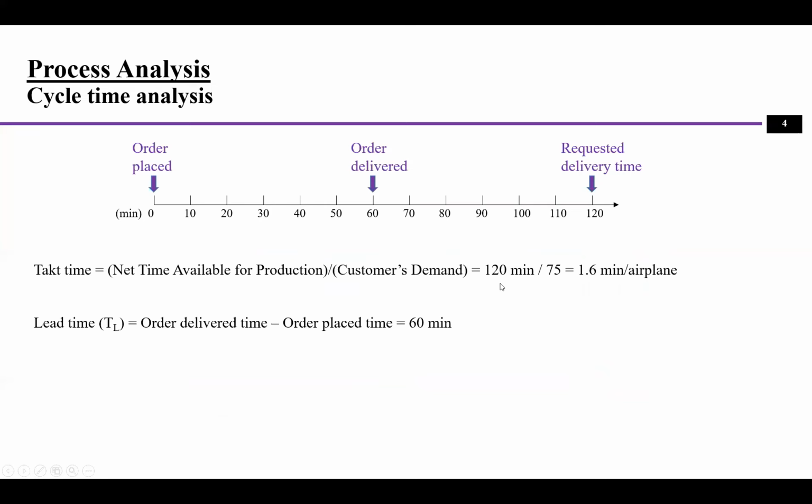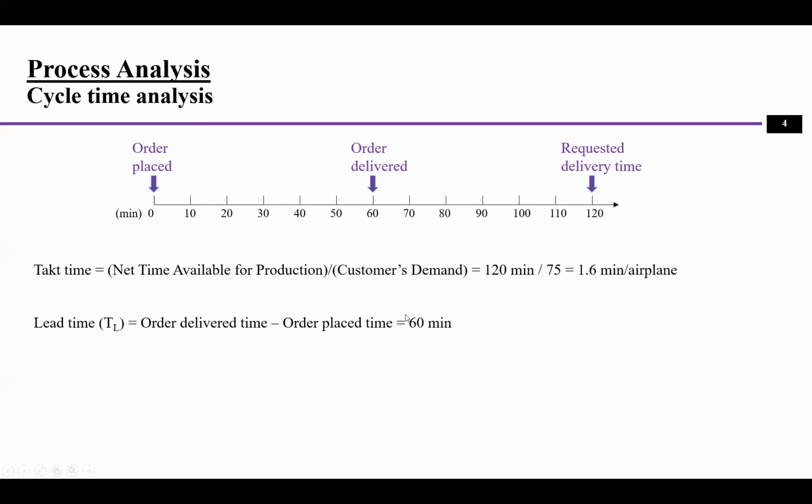2 hours, that is 120 minutes, divided by customer demand. Customer demand is 75, which means that as long as the factory can make 75 paper airplanes during the 2 hours, we're good. So that is a task time, 1.6 minutes per airplane. This is a task time. This is what the customer gives the factory to do.